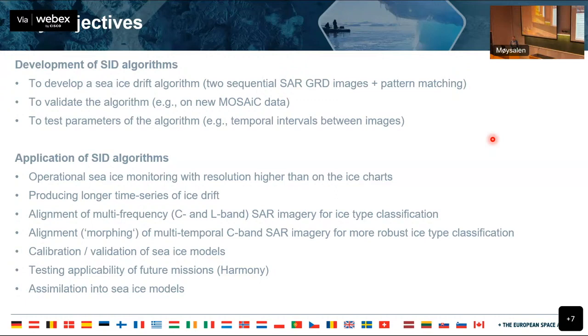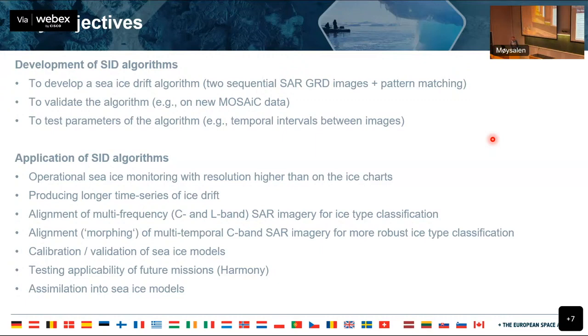And then, of course, to validate this algorithm and to tune its parameters to have a better performance. And then what's maybe more interesting, what are the applications of CI's drift algorithms? These are the operational ice monitoring. And if it is automatic ice drift, then the resolution should be higher than on the manual ice charts. Then it is production of a longer time series of ice drift for more climate research.